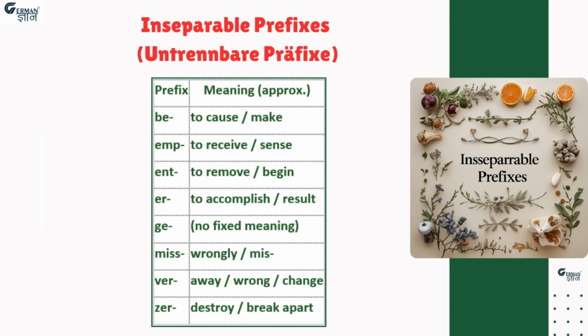So the first prefix is be, meaning is to cause or to make. Emp means to receive or to sense. Ent means to remove something or to begin. Er means to accomplish or result. Ge, for this the meaning is not fixed, means it always keeps on changing. Miss means wrongly or miss. Ver means away, wrong or change. And zer means destroy or to break apart.